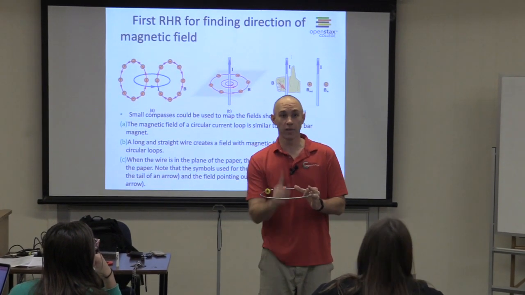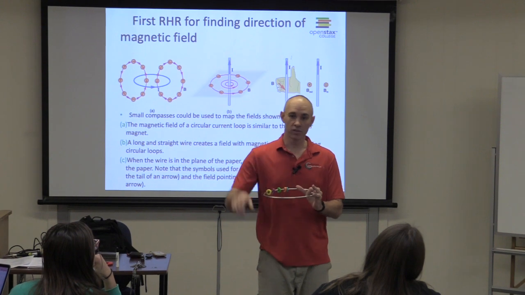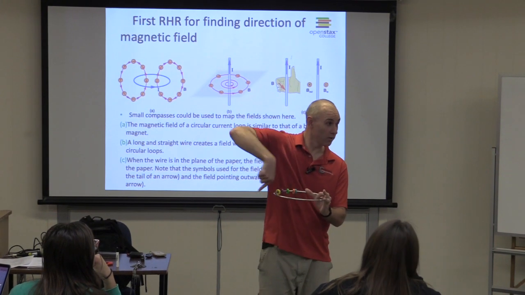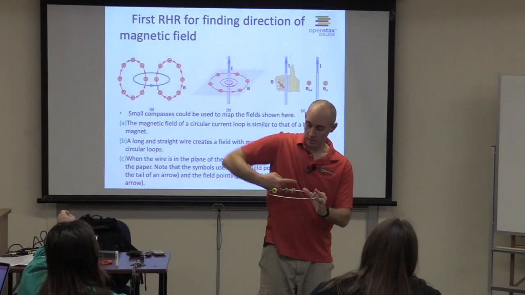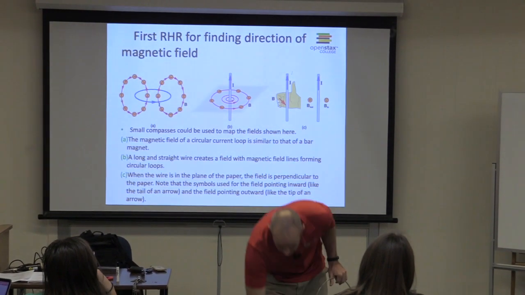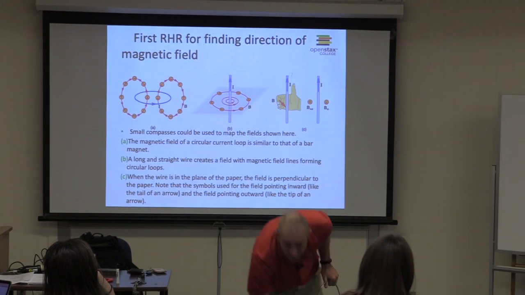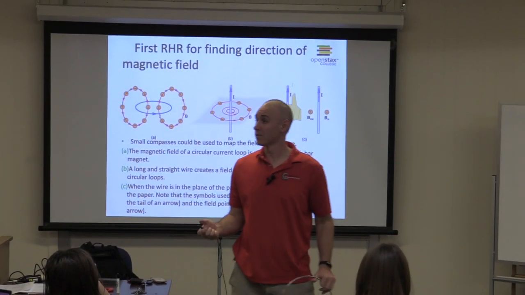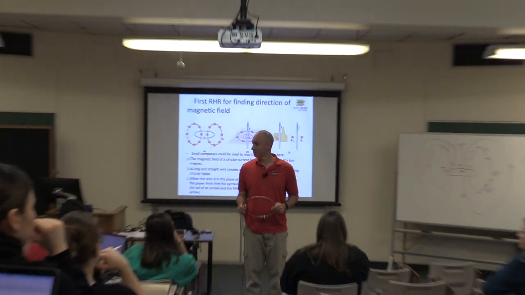If the current is going down, it's going to be going the other way around the loop. Here, it's going to be going this way. Here, it's going to be going that way. Make sense? Savvy? Questions? Thoughts? Comments? What if the wire's going left to right?